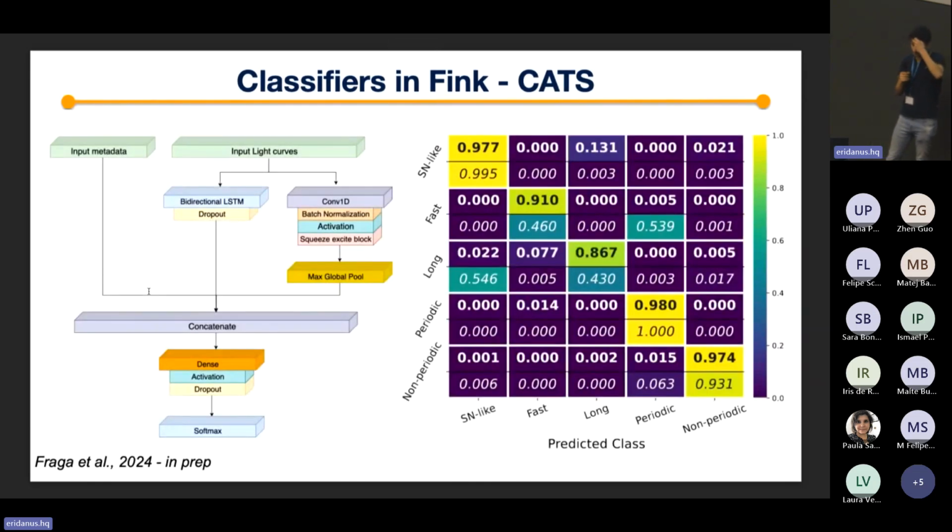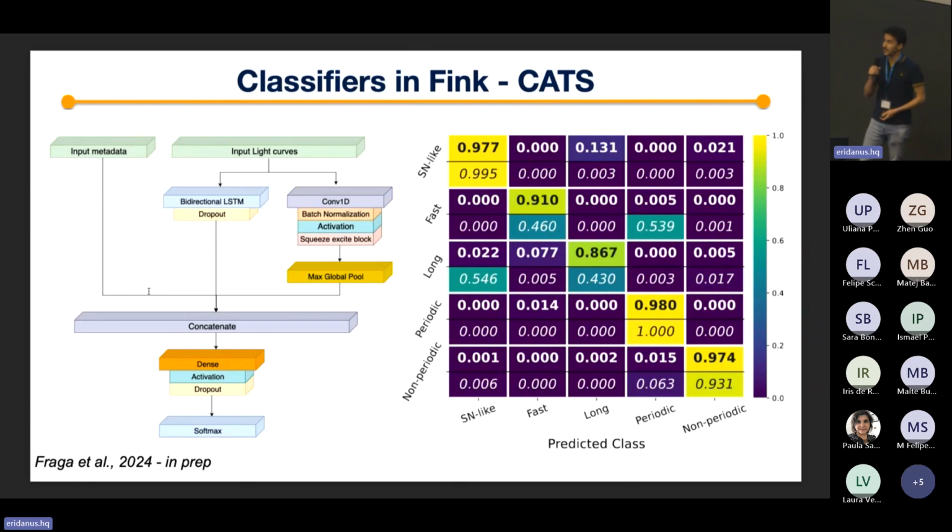And finally, I will mention the CATS classifier, which is a deep learning classifier. You can see here the architecture. I can basically not tell you anything about this. I don't know deep learning, but you can see anyway that the results are pretty good, and it is not classifying subtypes of objects, right? It's classifying the broad types, so the SN-like, fast, long, periodic, and non-periodic.